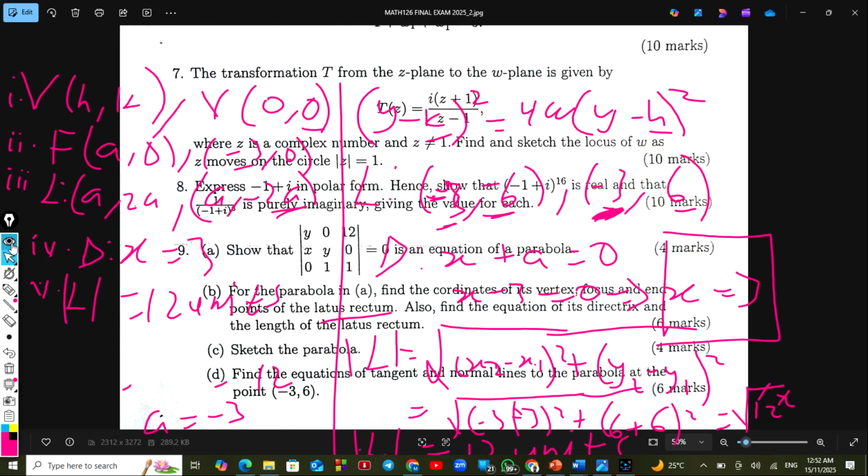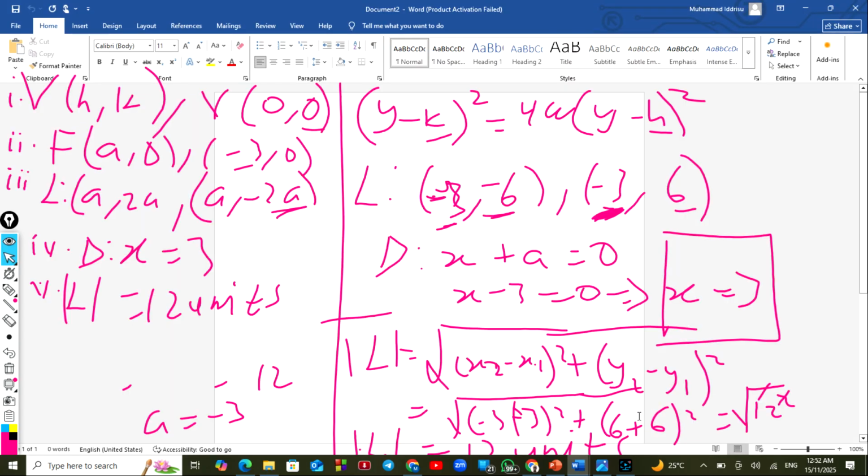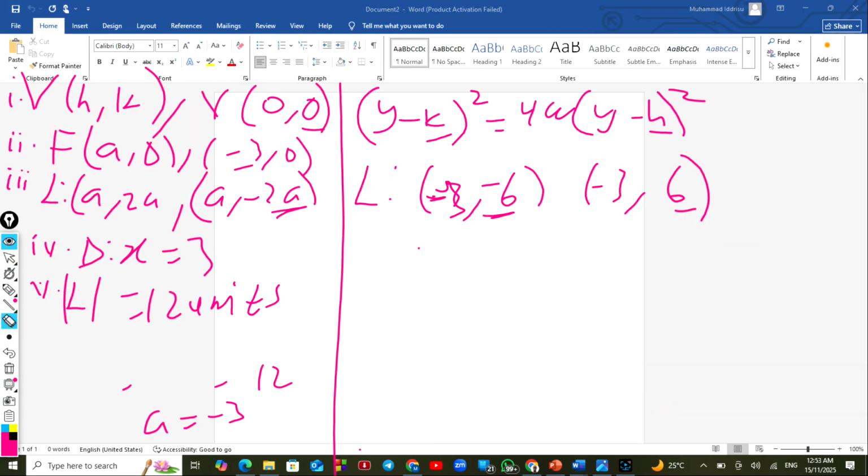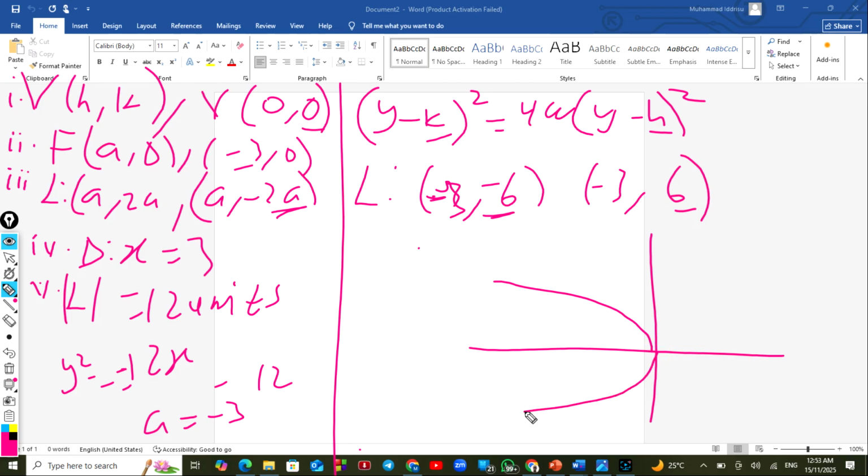Now let's look at the C part. We are sketching the parabola, so let's have our graph. Since the parabola is y squared equal to negative 12x, it means it will open to this side, to the left of the x-axis.